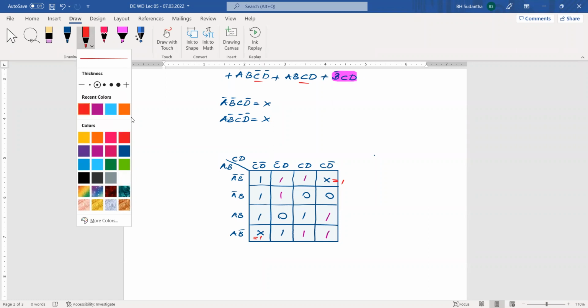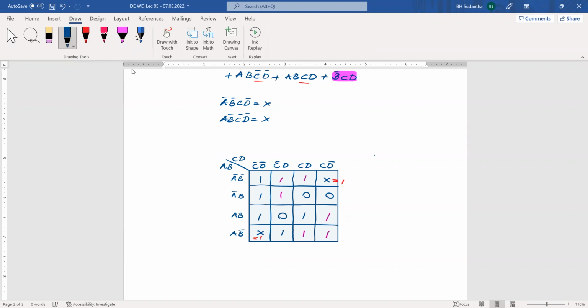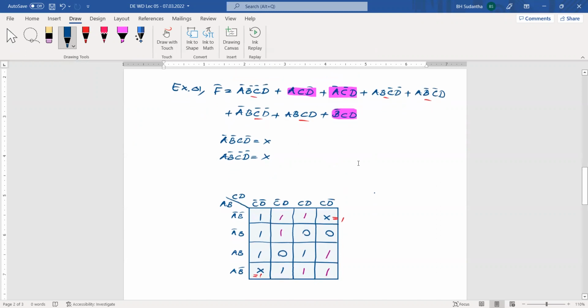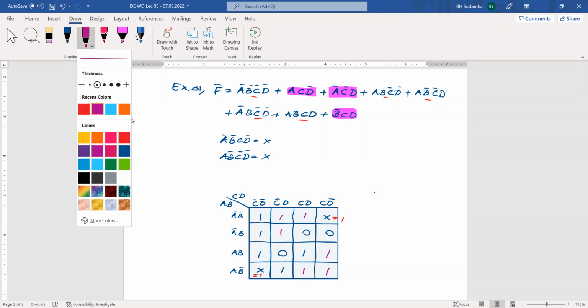Okay, the question is asked: can you explain how these 3 variables were marked? I'll explain it again. You can see this one. It's ACD bar. ACD bar is not a single grid. It's an area. Where is ACD bar? A means these two rows. CD bar, this one. This is ACD bar.